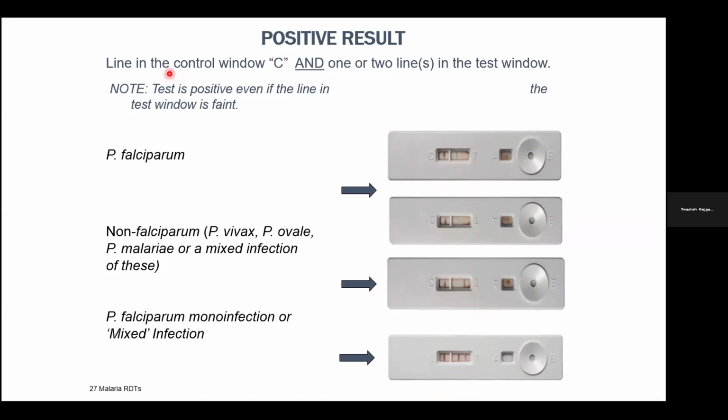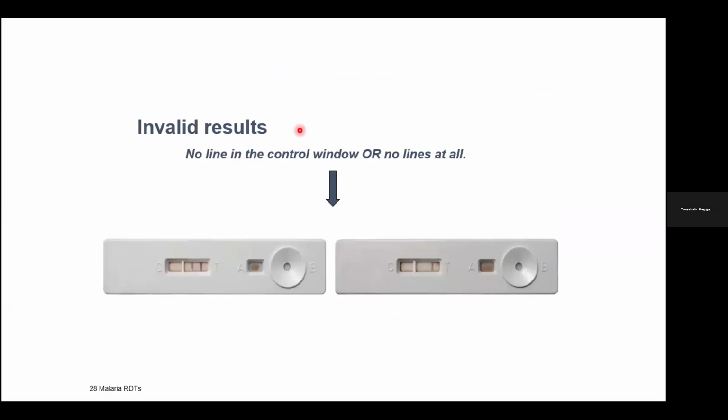The bottom line is, for a positive result, there should be a line in the control window labeled C and in the test window. Then if there is no line in the control window labeled C, like in these pictures here, even if there is a line in T, whether it is there or not, that one is an invalid result. We don't report an invalid result, but we are advised to repeat the test with a fresh sample and RDT.